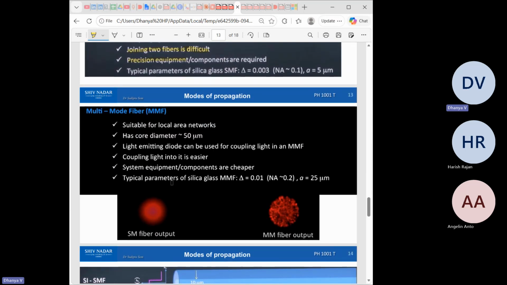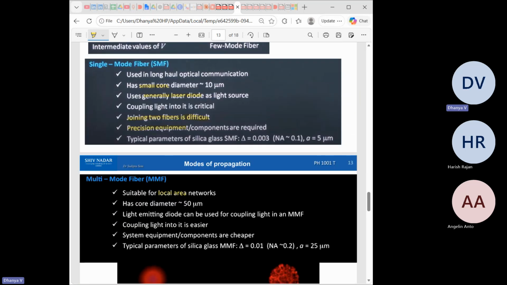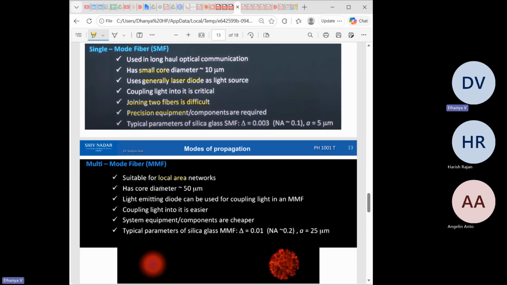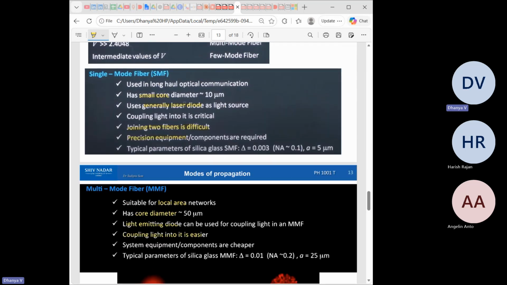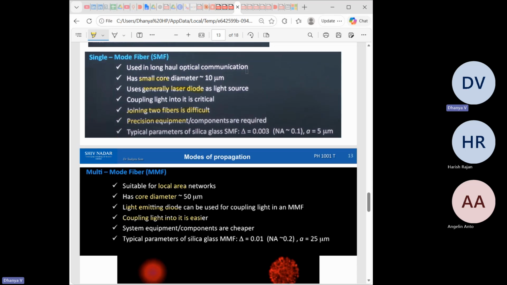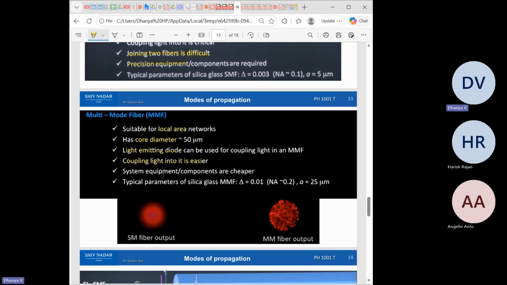Multi-mode fibers are suitable for your local area network. So single mode is for long haul optical communication, and multi-mode is for local area. It has a core diameter of 50 micrometer, and coupling light into it is easier. Here a light emitting diode, LED, is used, whereas in single mode it's a laser diode, LD. The system components and equipment are also cheaper. That's all.